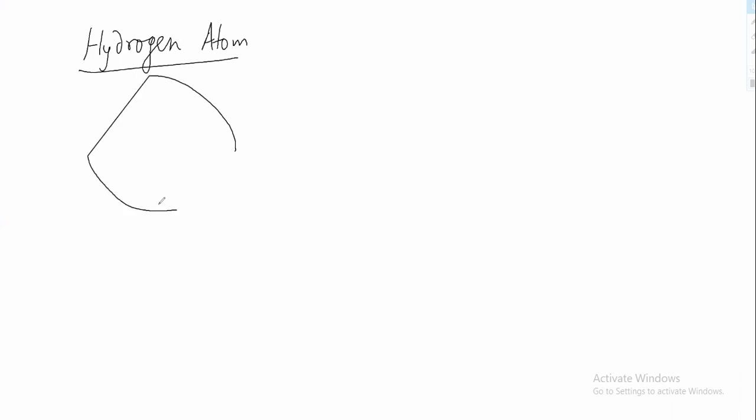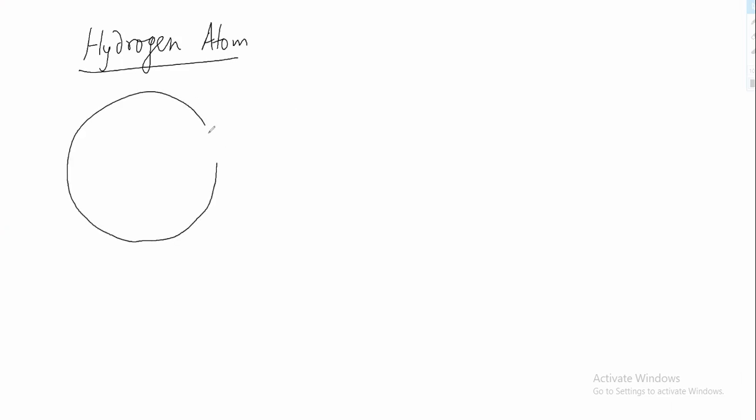Now, what do you know about the hydrogen atom? That there is an electron revolving around the nucleus, and in the case of the hydrogen atom, there is only one proton, and the centripetal force is provided by the Coulombic interaction energy: mv square by r is equal to 1 by 4 pi epsilon naught e square by r square.